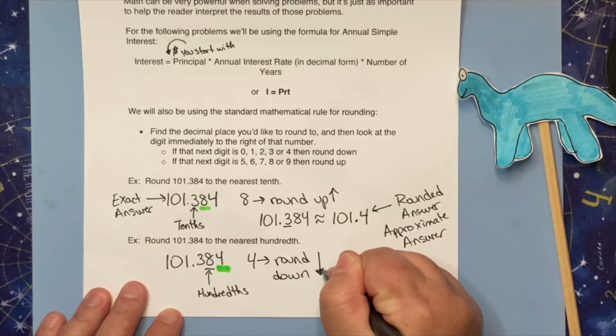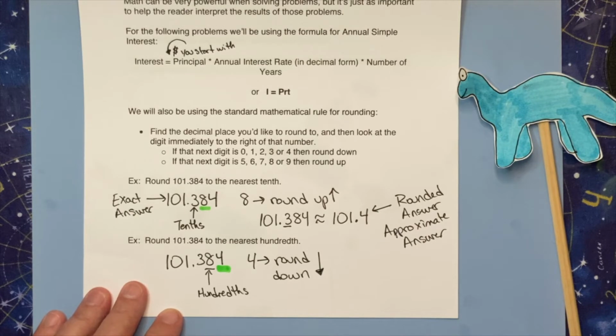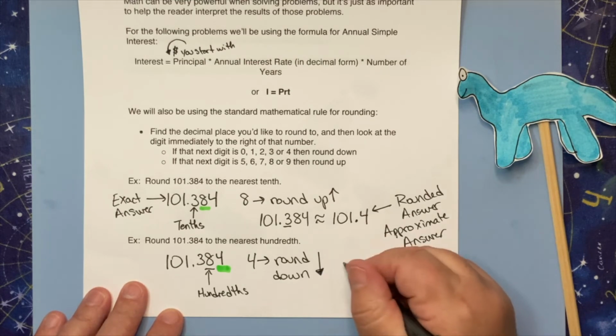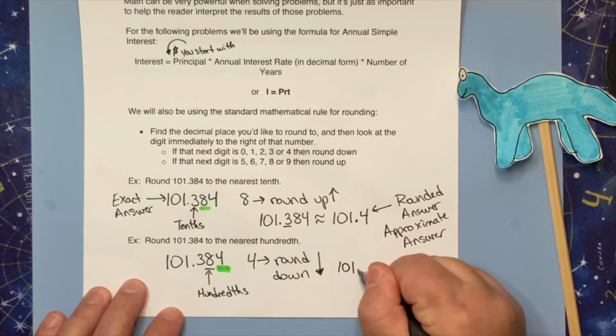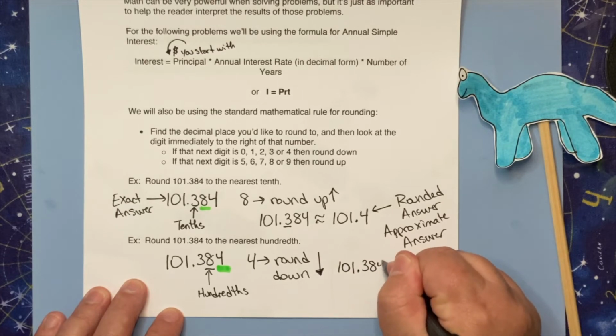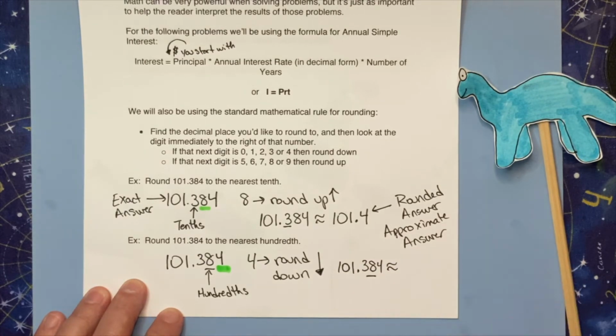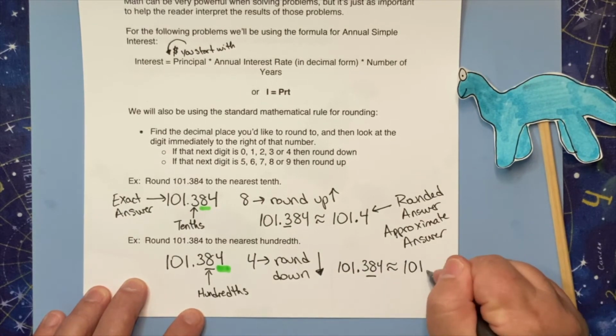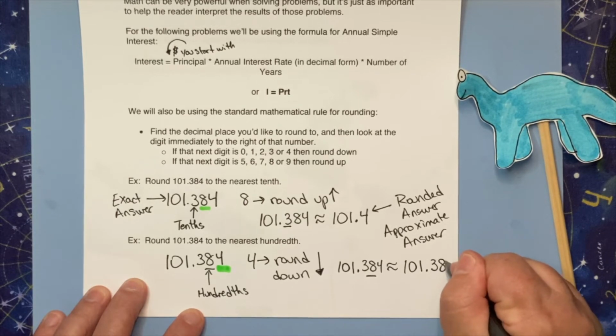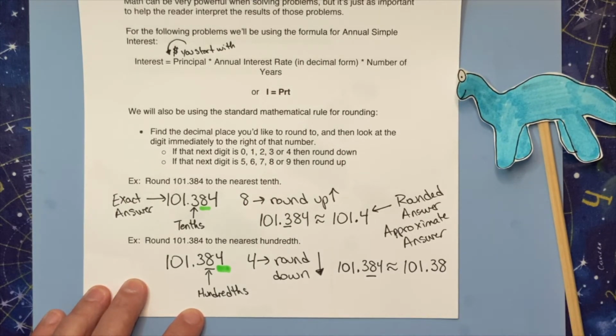And by down, it means basically we're going to do something called truncating. We're just going to take off the extra. So we're not actually going to go down to 7. We're just going to say 101.384 is approximately equal to 101.38. Notice that in rounding down, I left it at 8, and I just took off the 4.